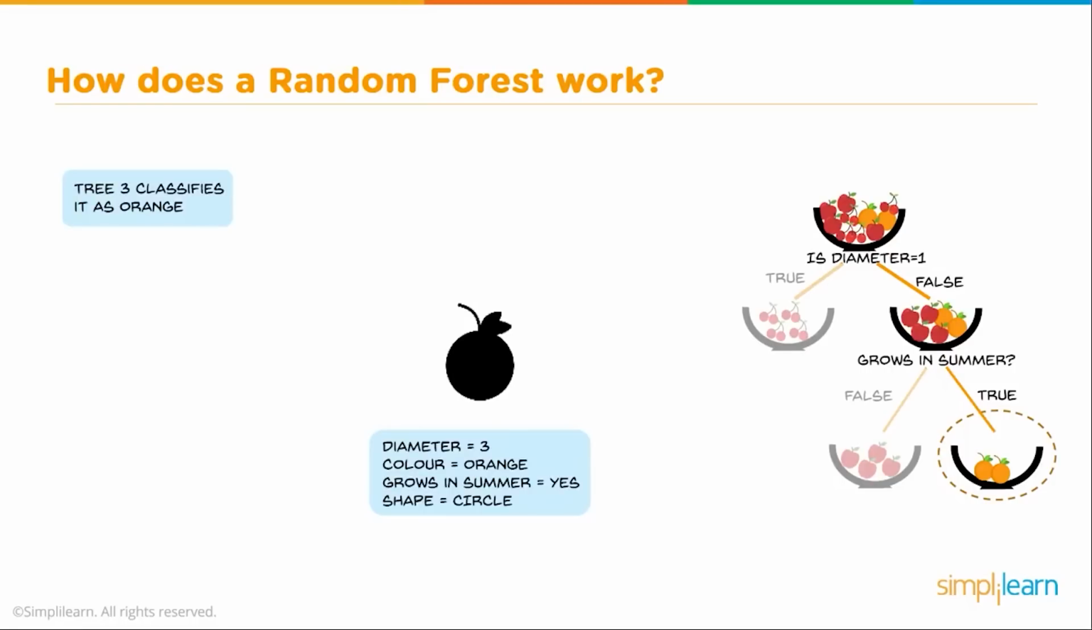And then we go to the other classifier, and it says, is the diameter equal 1? Well, that's false. Does it grow in the summer? True. So it goes down and looks at it as oranges.